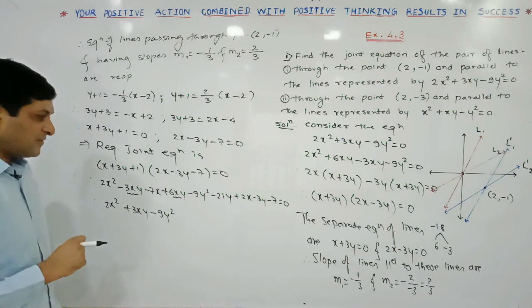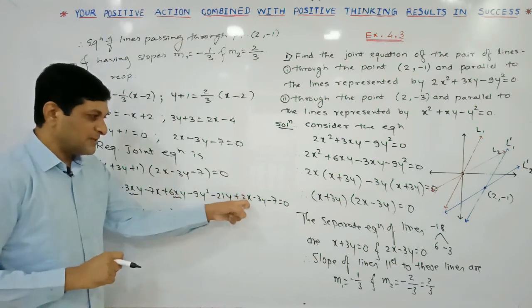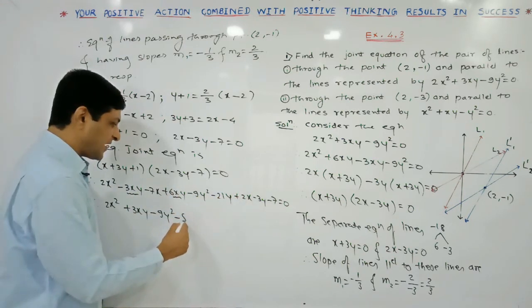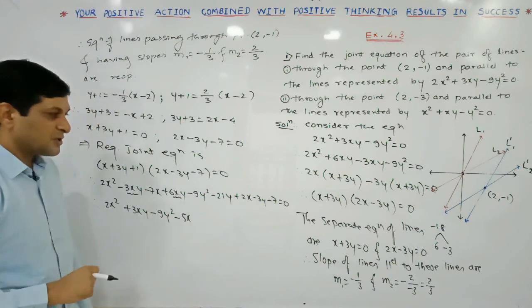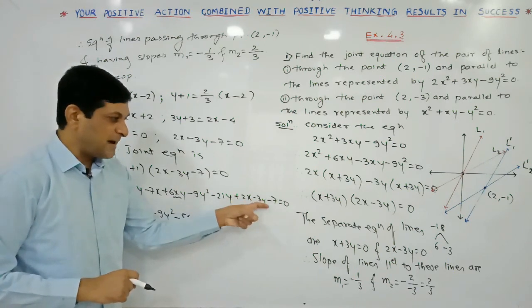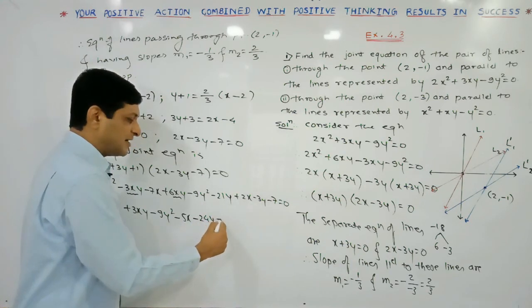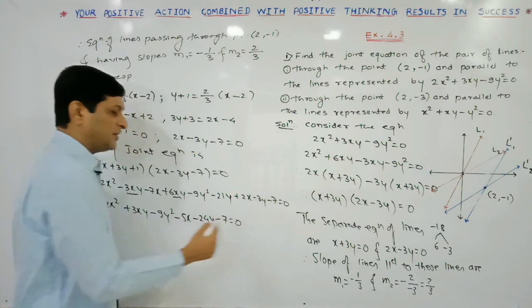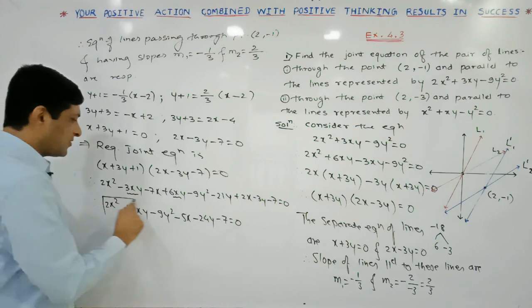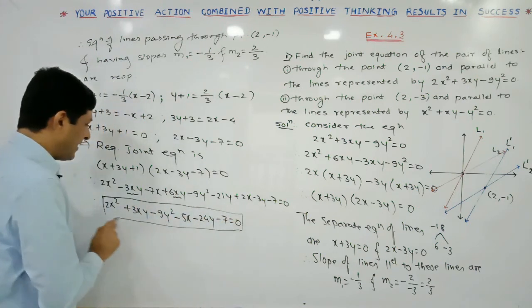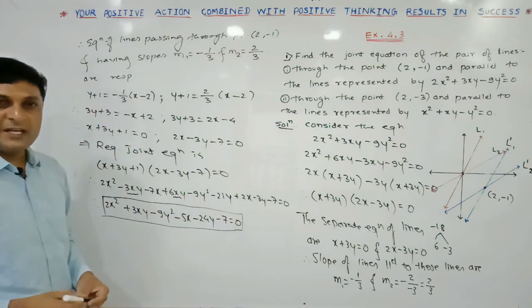Then collect the terms of x. Minus 7x plus 2x will be minus 5x. Then collect the terms of y. Minus 21 minus 3 will be equal to minus 24y. Lastly, write down the constant term, minus 7, is equal to 0. In this way, we have got our required joint equation.